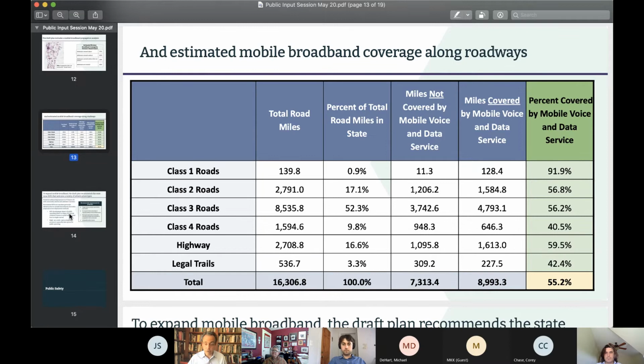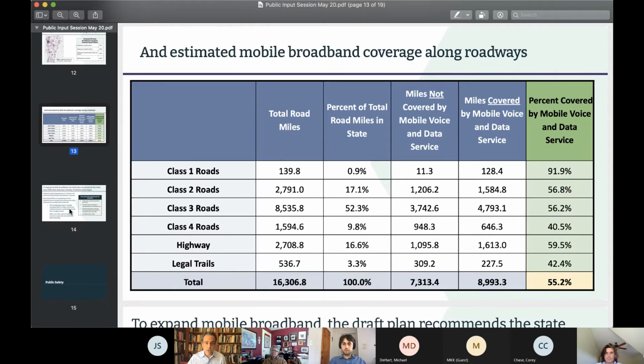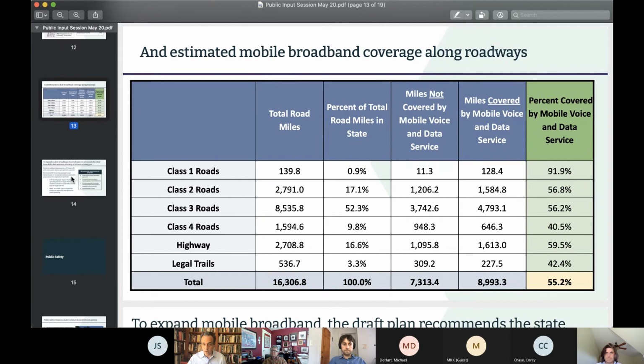Our Class 1 roads are actually doing pretty well, although certainly not perfect. But as you get into Class 2 and Class 3 roads, the coverage diminishes dramatically. So you can see those numbers here and why there continues to be an emphasis and a concern that we don't have adequate mobile coverage in our state.